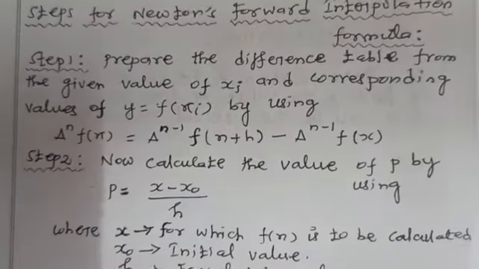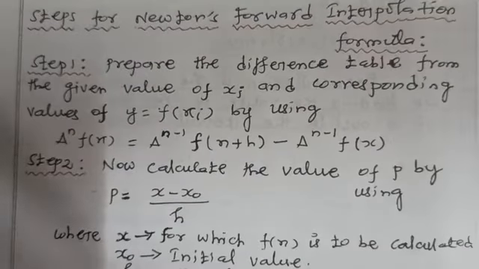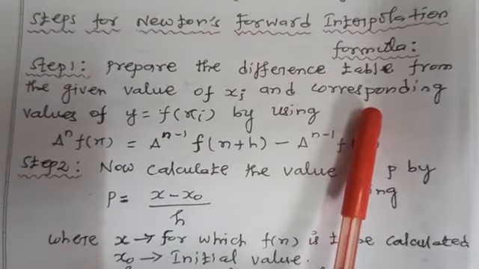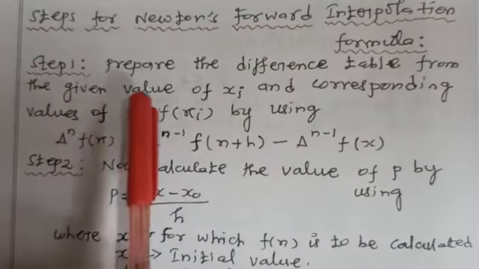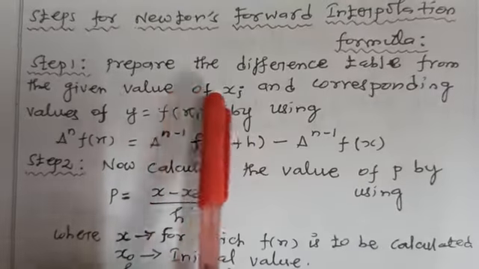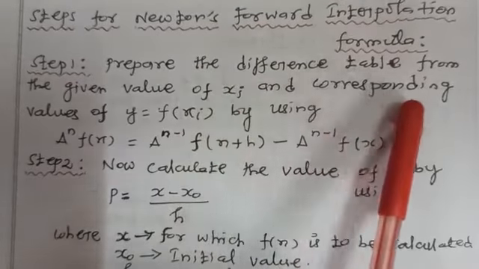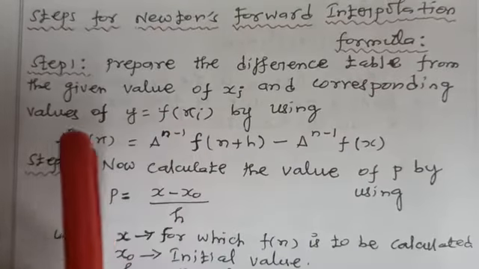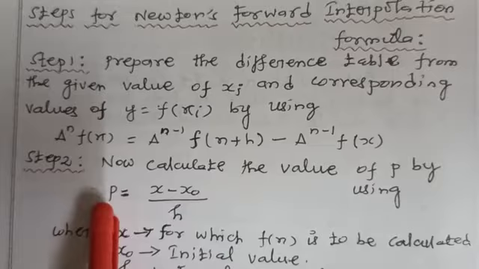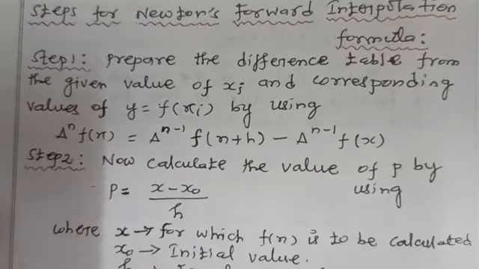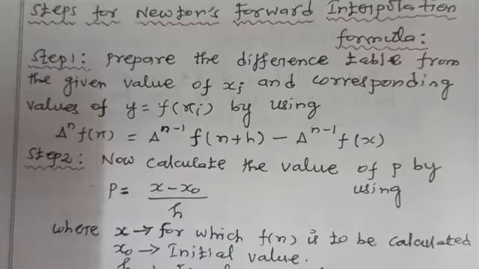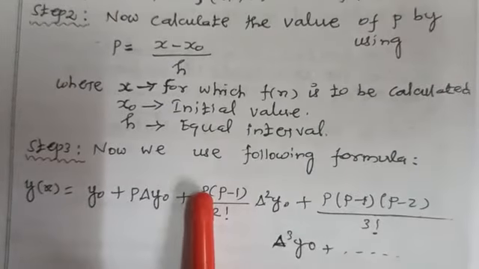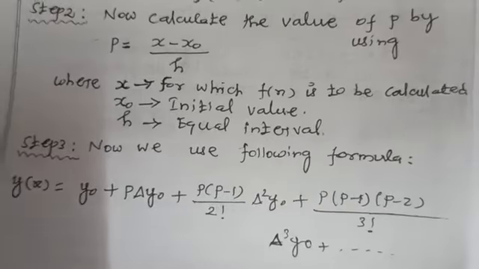There are 3 steps. First, prepare the difference table from the given values of x and the corresponding values of y. Step 2, find the value of p. And step 3, use Newton's forward interpolation formula.